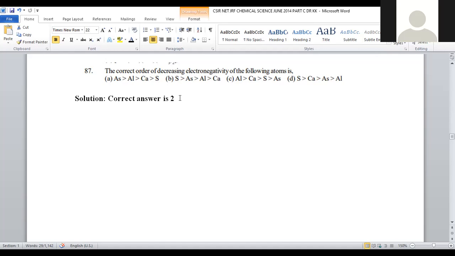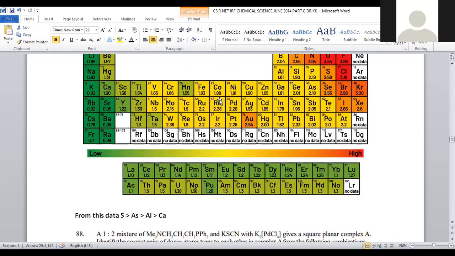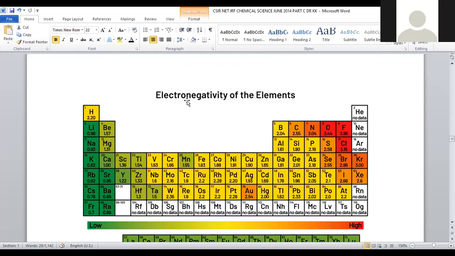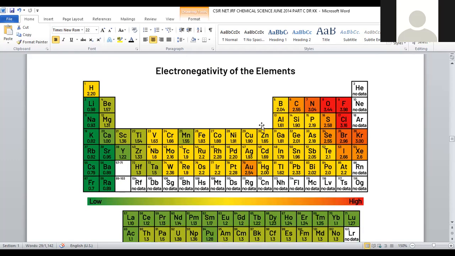There is a relation between metallic nature and electronegativity. Greater the metallic nature, lesser will be the electronegativity. Obviously, calcium, being a strong metal, will have the least electronegativity. Sulfur, a non-metal, will have the highest. Later, arsenic, a metalloid, then aluminum, and the least will be for calcium. This is clearly depicted in the periodic table, which in turn is given by the electronegativity of the elements.